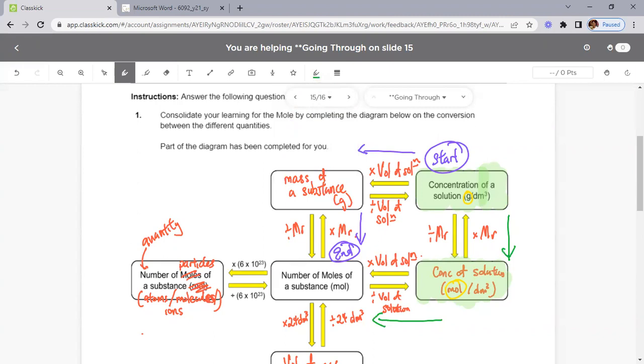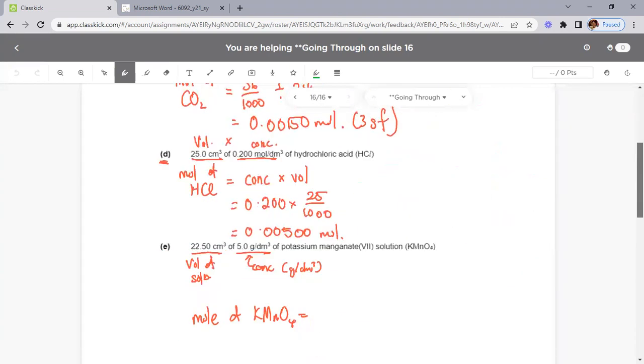So I'm going to convert gram per dm cube to mass. From mass, I'm going to convert to mole. So I say again, I'm going to convert the concentration to mass. I'm going to convert mass into mole. Let's go to the next page, come back here.